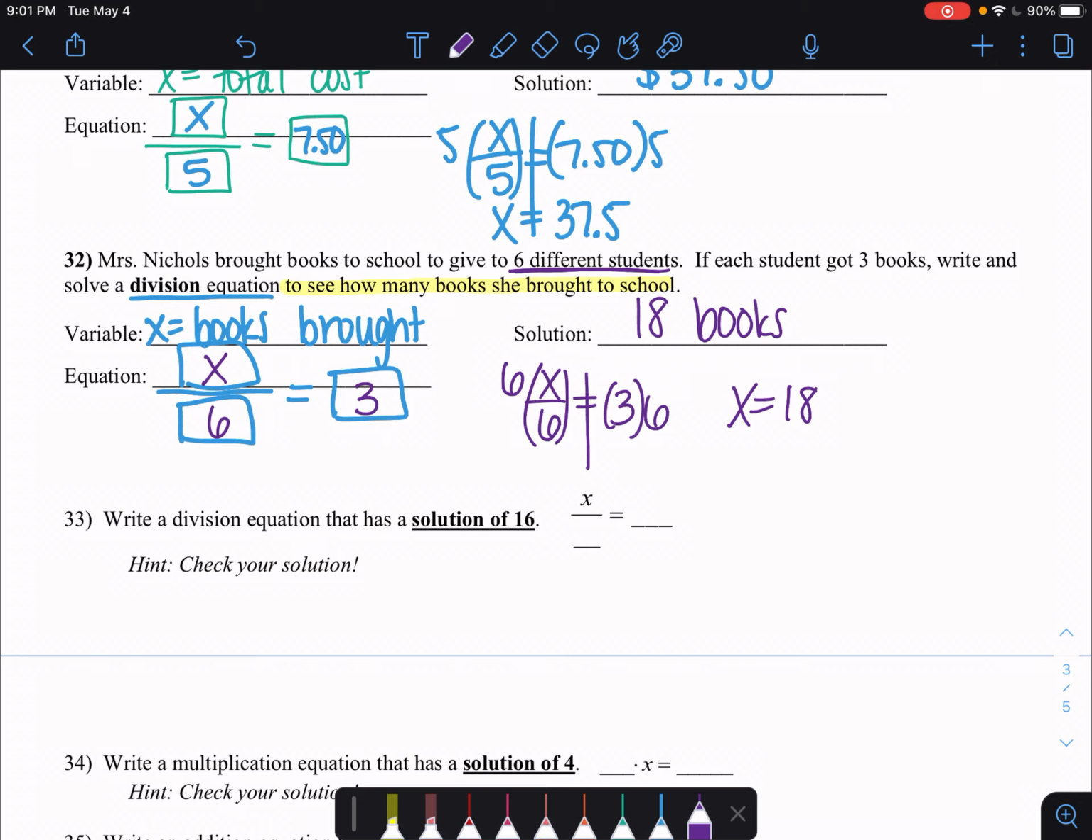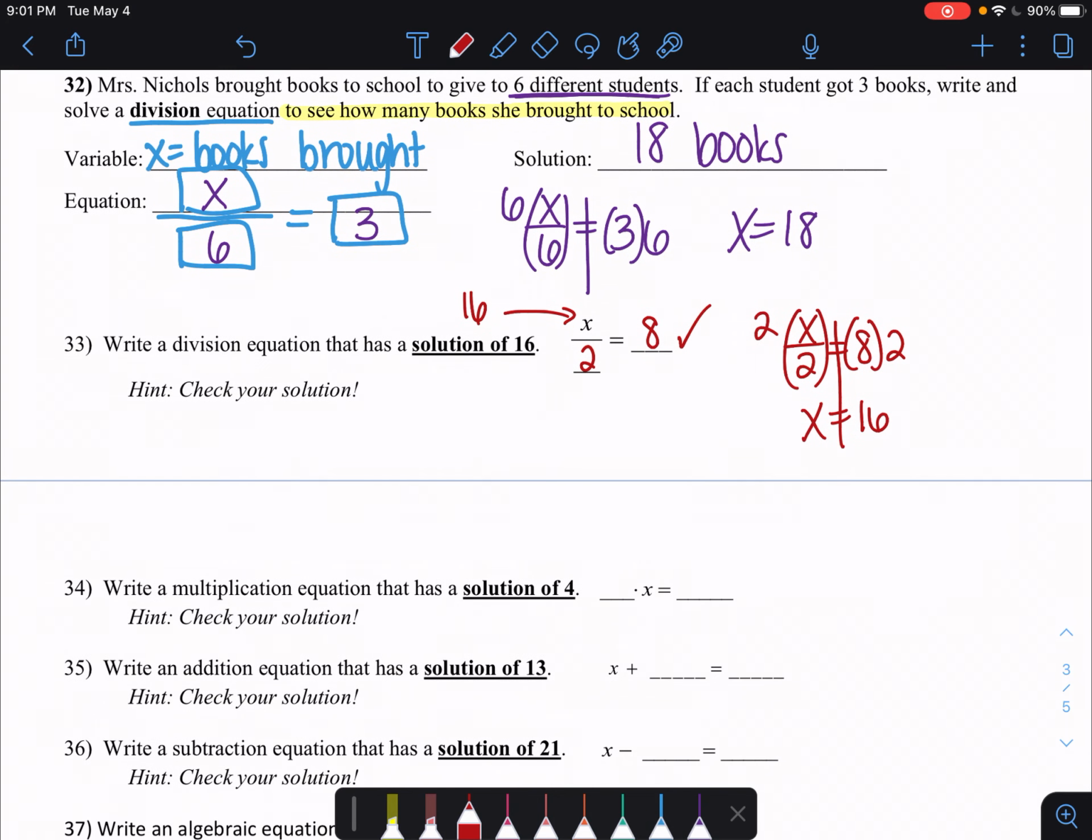In number 33, it says to write a division equation that has a solution of 16. What that means is this X has a value of 16. So whatever I put in the other 2 spaces, 16 has to make that true. So if I make the bottom 2, 16 divided by 2 is 8. And if I solve the equation, X over 2 equals 8, I'm going to multiply by 2 on both sides, and X equals 16, so that I know my equation checks out.